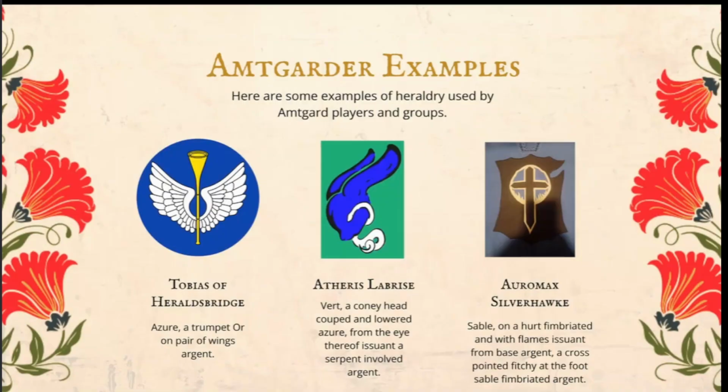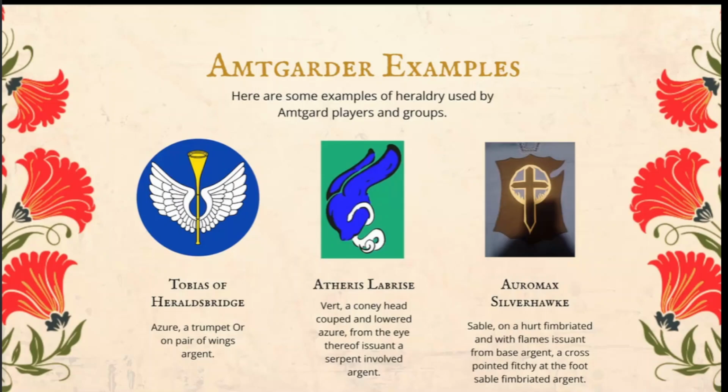So we're going to wrap up with some examples of heraldry used by folks in Amtgard. For example, me here on the left: Azure, a trumpet or on a pair of wings argent. Very straightforward: white wings, gold trumpet, blue field. Three colors, easy to, well, I say easy to replicate. Those wings are a pain, but hey, it could be worse.